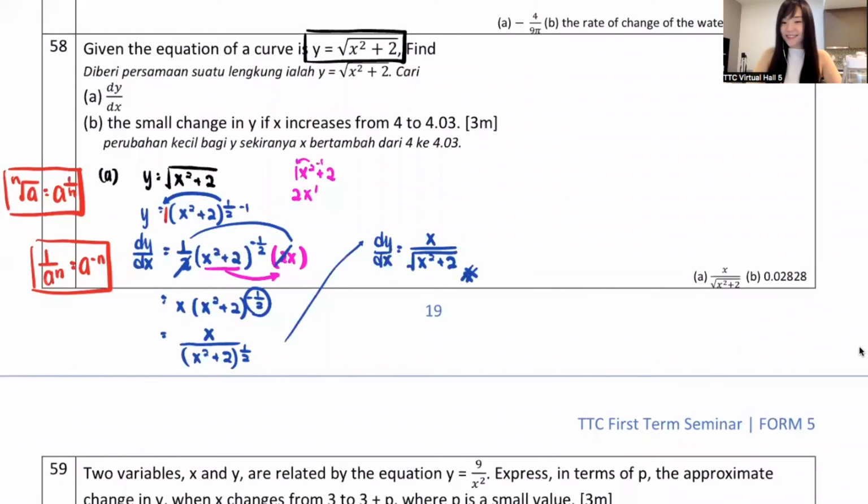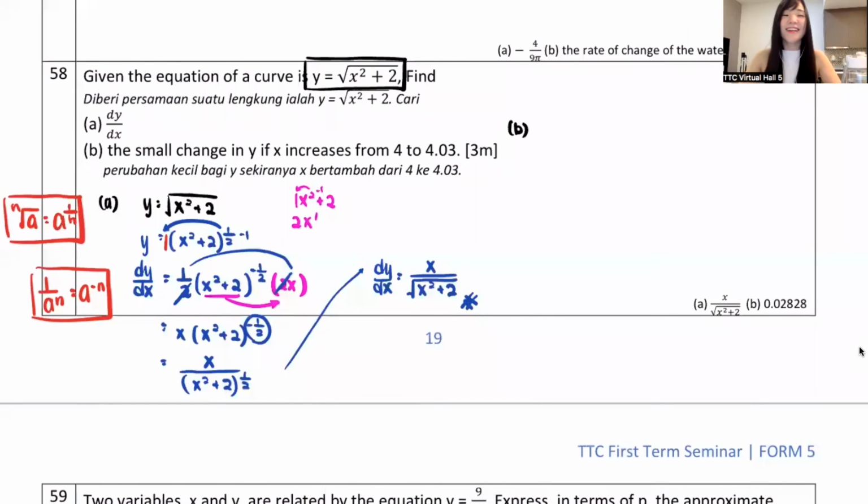So that's how to differentiate part A. Now B, finally is small change. B, they say, find the small change in y if x increases from 4 to 4.03. So this time, the keyword is small change. Guys, don't tell me rate of change is not rate. It's small change. I repeat, rate of change is continuous changing one.